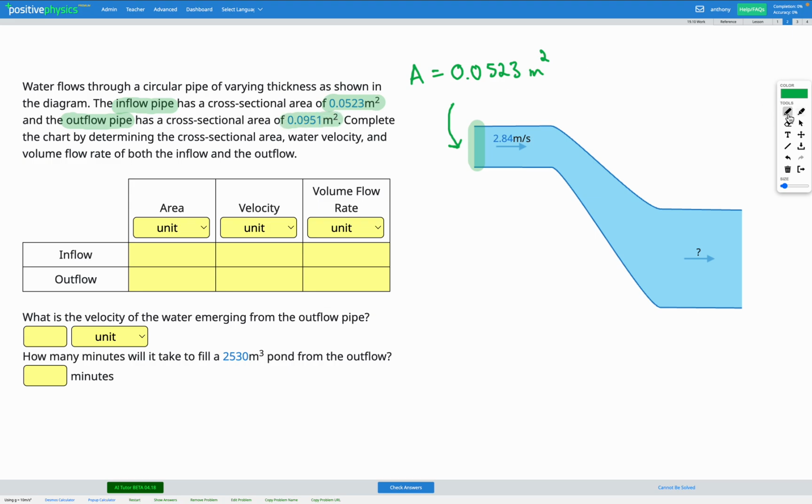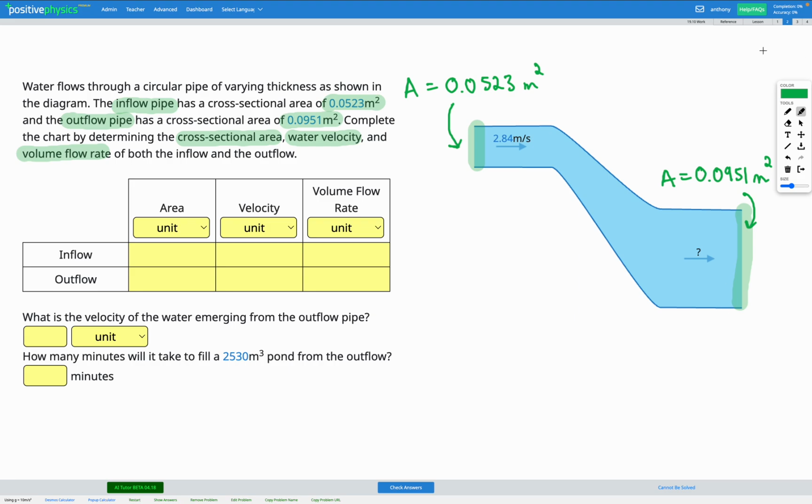And we're told the outflow pipe has a cross-sectional area of 0.0951 meters squared. Again, I'm going to write that on here. The area is 0.0951 meters squared. Then we're asked to complete the chart by determining the cross-sectional area, water velocity, and volume flow rate of both the inflow and the outflow.